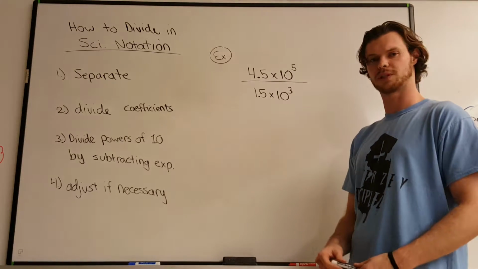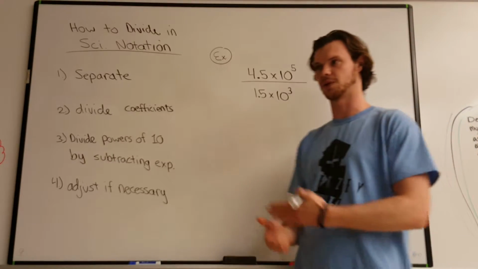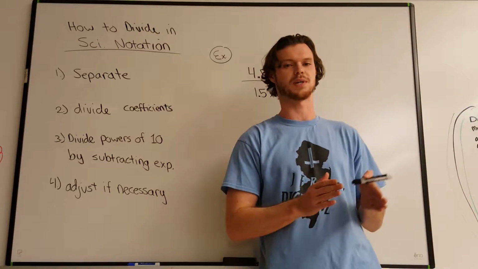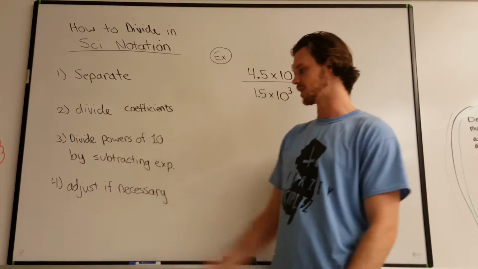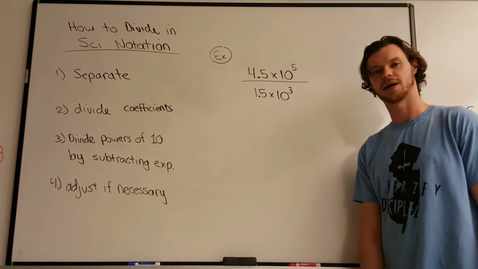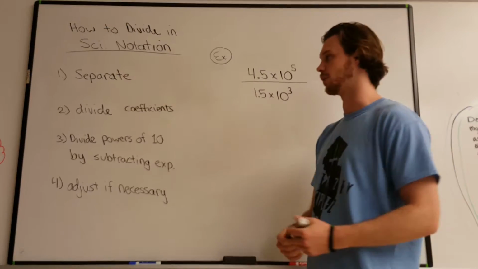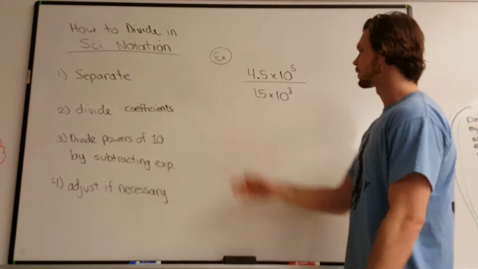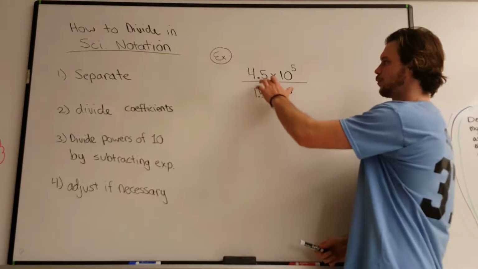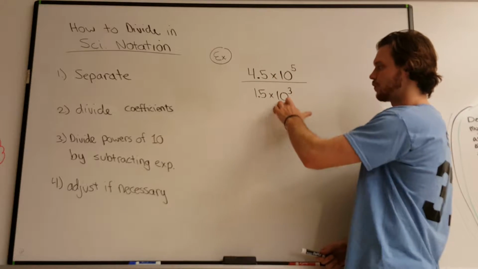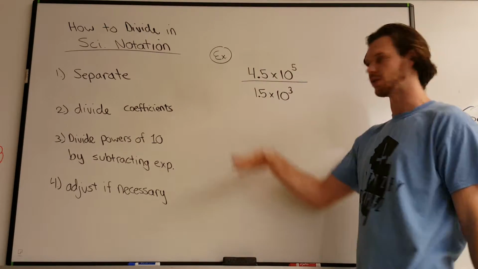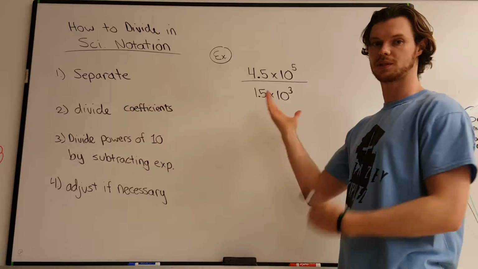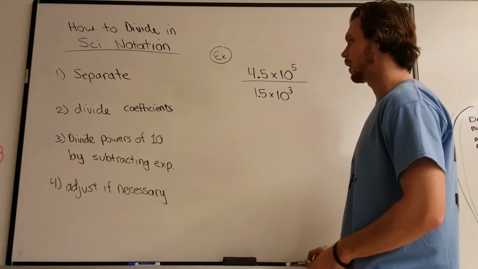The steps are actually pretty similar. Still goes along the lines with working with your coefficients and your powers of 10 separately. And then there's always that step where you can adjust your scientific notation in the end if you need to. So I'm going to go through the examples using the rules. So first example I have 4.5 times 10 to the fifth over 1.5 times 10 to the third. Remember that fractions mean division, so this is a division problem right here.